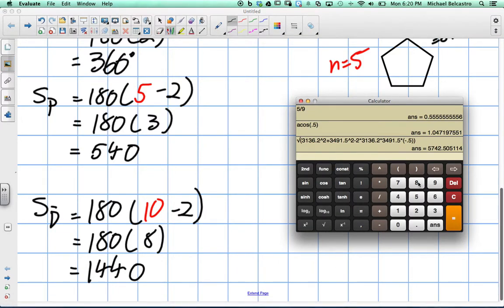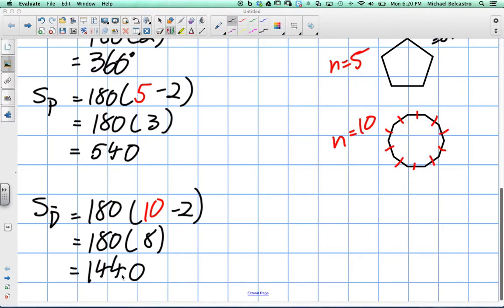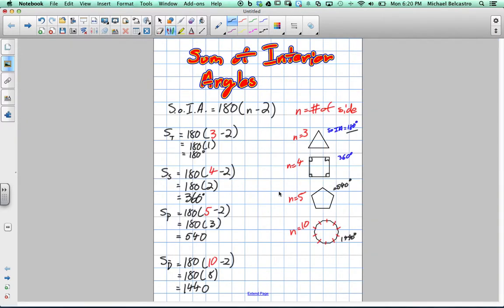Let's multiply 8 by 180. Yay. So that has an interior sum of the angles of 1,440 degrees. So all of those equal 1,440 degrees. So this rule can be used for any shape as long as we know the number of sides.